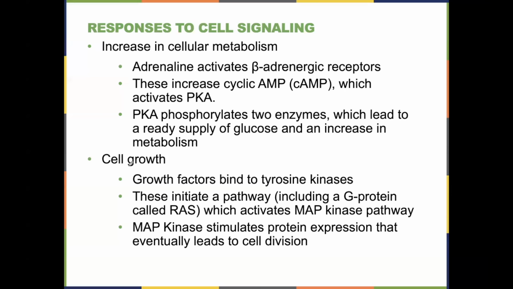Cell growth is another thing that could happen as a result. In this case, we have our first messengers or our signals called growth factors, which bind to certain receptors, especially the tyrosine kinase receptors, the enzyme ones. And we see a G protein that gets activated here, which then activates that MAP kinase pathway. And again, MAP kinase ultimately unlocks the RNA from certain genes for translation. That ends up leading to increased cell division.